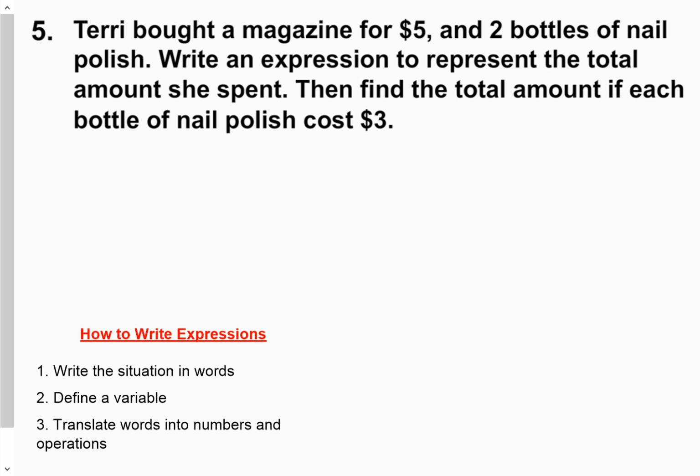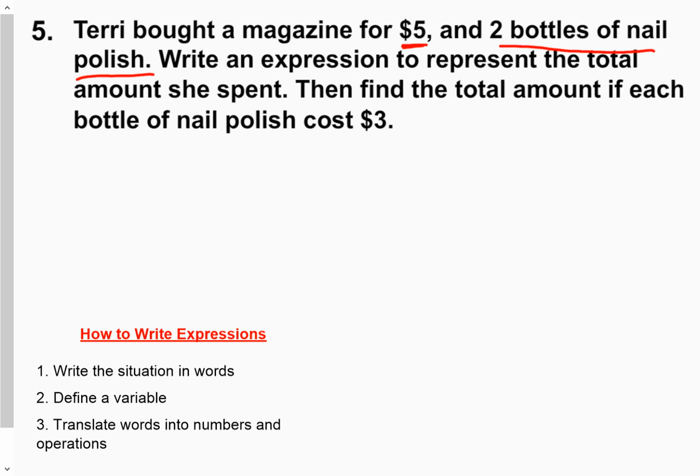Now we're going to get into a little bit more difficult problems. Terry bought a magazine for $5, 2 bottles of nail polish. Write an expression to represent the total amount she spent. Then find the total amount if each bottle of nail polish cost $3. Okay, so Terry bought a magazine for $5 and 2 bottles of nail polish.